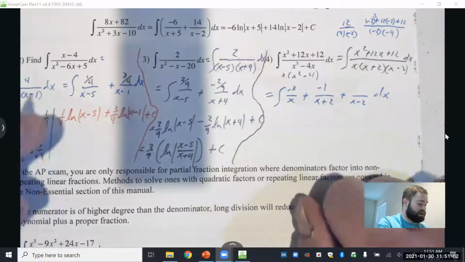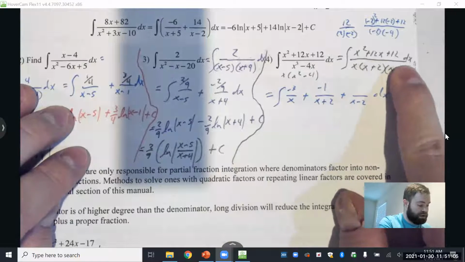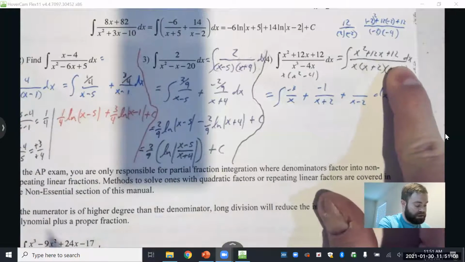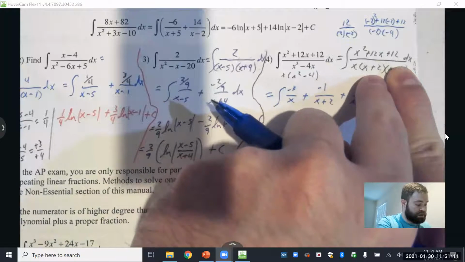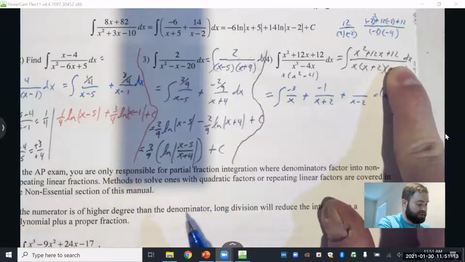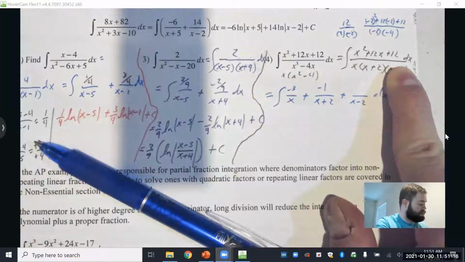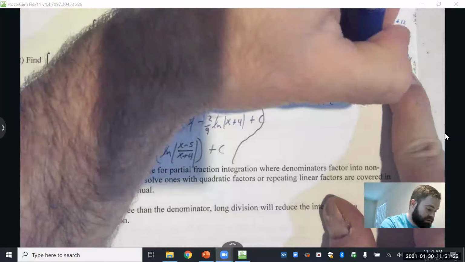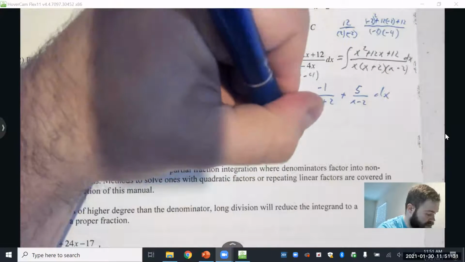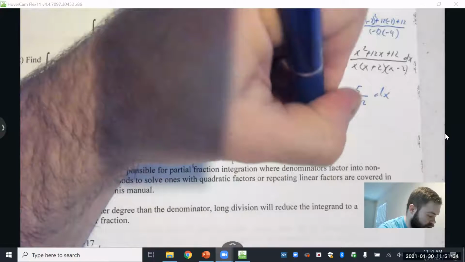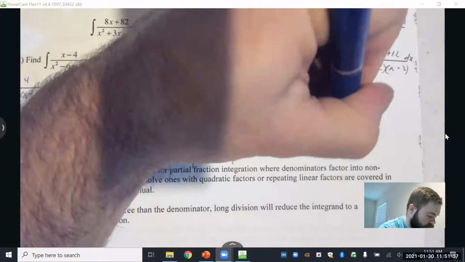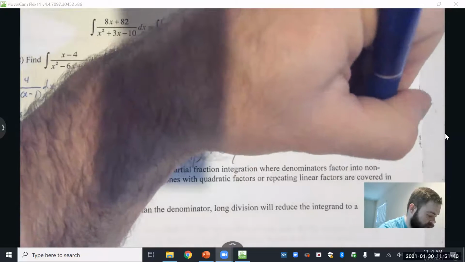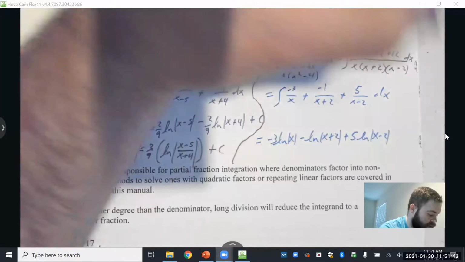Then when you cover up the x minus 2 and plug 2 into everything, that would be 2 times 2 plus 2, which gives you an 8 on the bottom. And when you plug 2 into the top, that gives you a 40 on top. So 40 over 8 gives us 5. That's what you should have gotten. That ends up equaling negative 3 natural log of x minus natural log of x plus 2 plus 5 natural log of x minus 2 plus c.